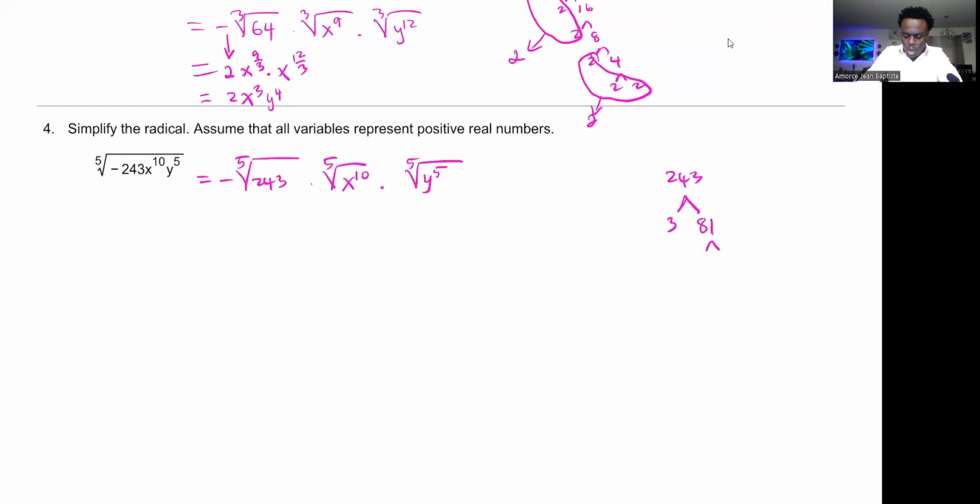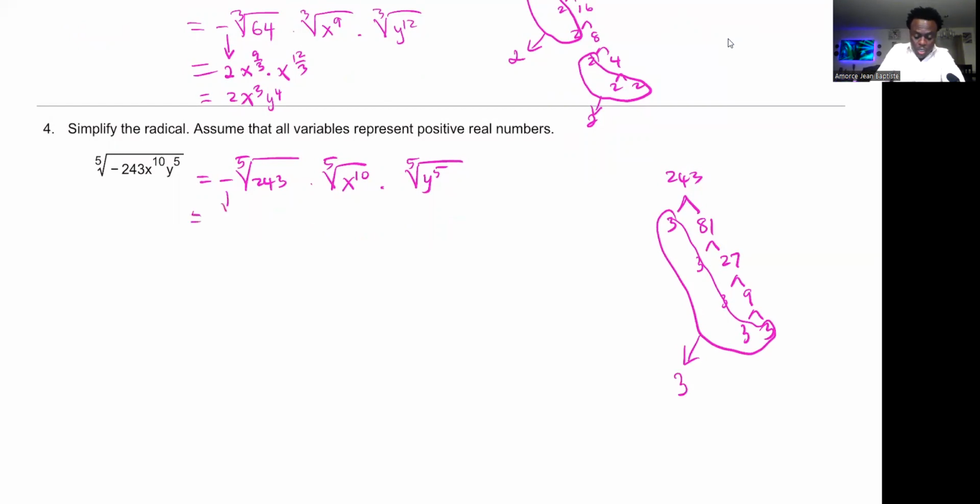And then we continue with 3 again. 81 is a multiple of 3. 27 times 3 equals 81. 27, we also can break it down to 3 times 9. And then 9 is 3 times 3. The index is 5. That means we are making groups of 5. We only have 5 3s, so we can only make one group. One element goes out from the group. And then now we have that.